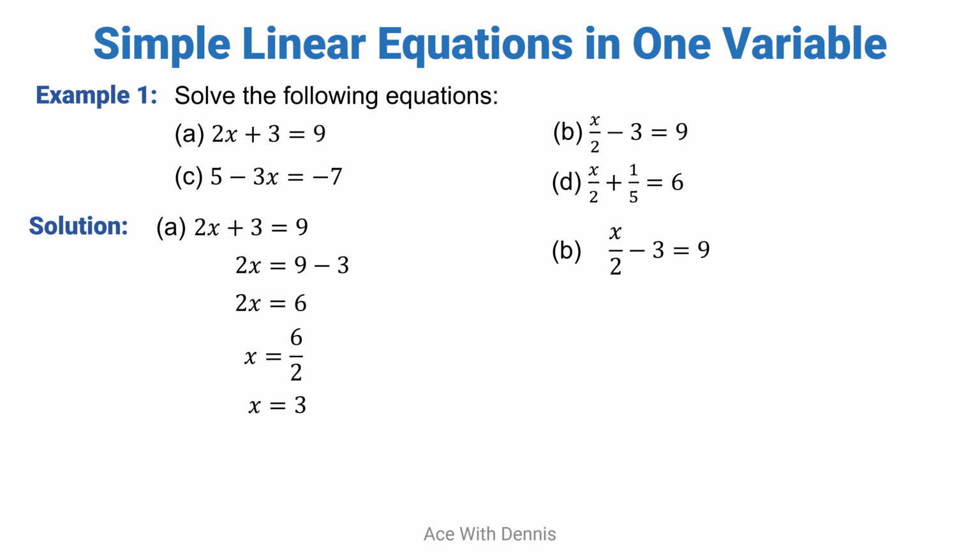For B, x over 2 minus 3 equals 9. So we move the minus 3 to the right hand side, becomes plus 3. So x over 2 equals 9 plus 3, which is 12. And now we move the 2 from left hand side to right hand side. From division becomes multiplication. So x equals 12 times 2, which is 24.